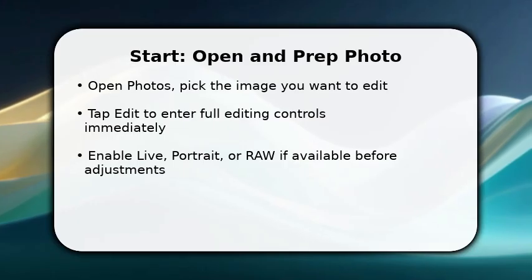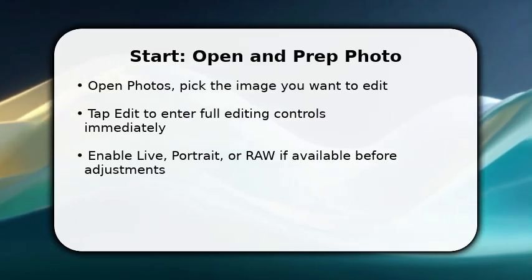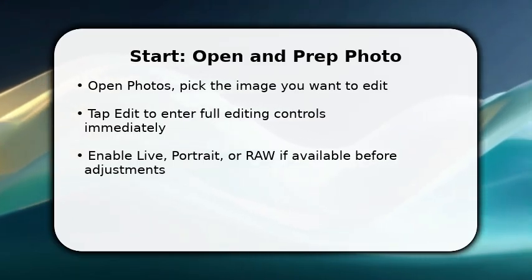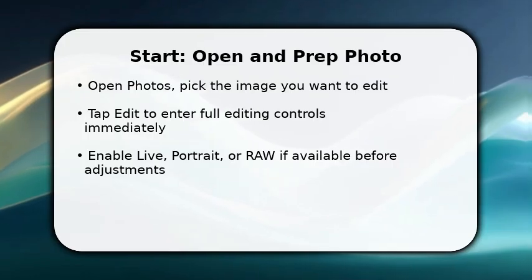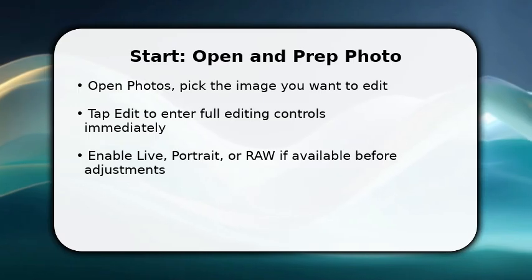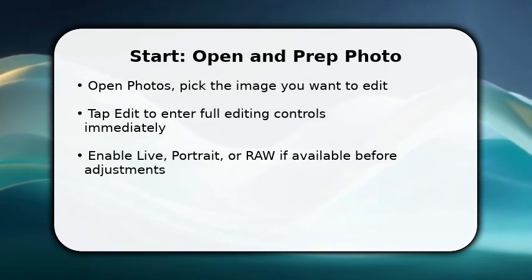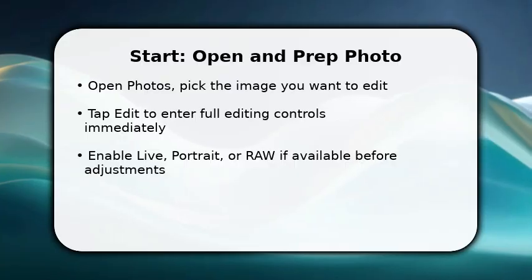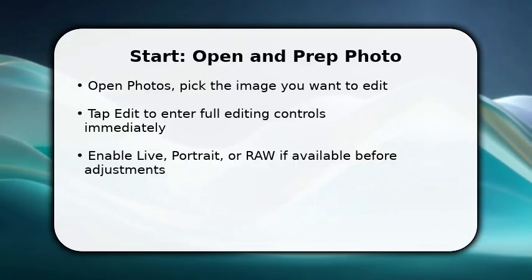When you're ready, open Photos and pick the image you want to improve. Tap Edit to access all controls. This is where you'll work, so skip settings and start now. If your shot is live, portrait, or raw, enable that mode first because it changes available tools and preserves detail.